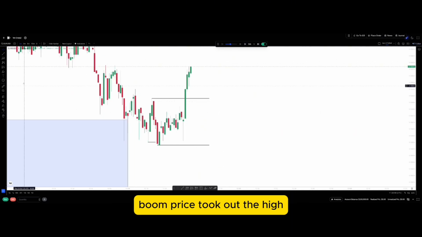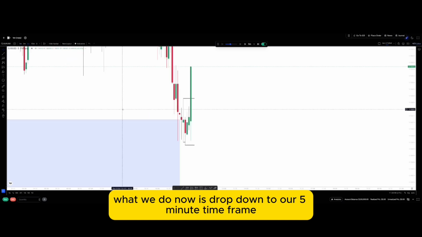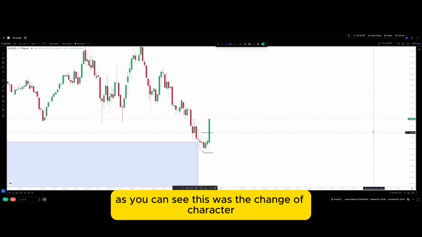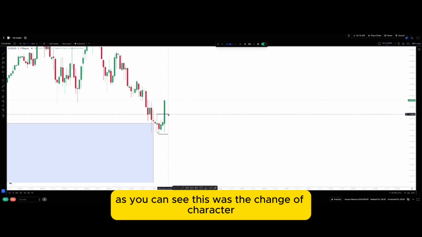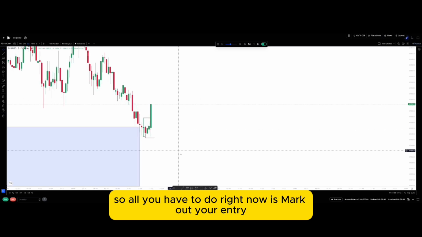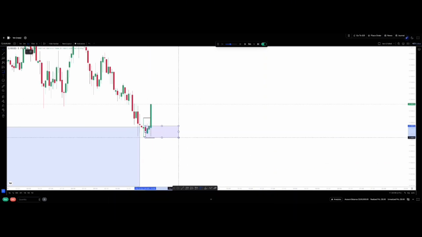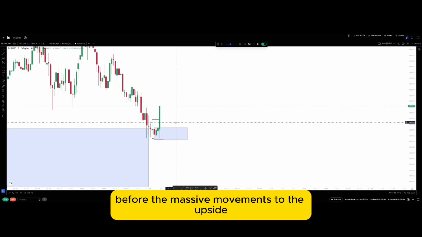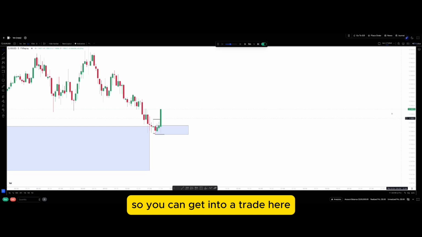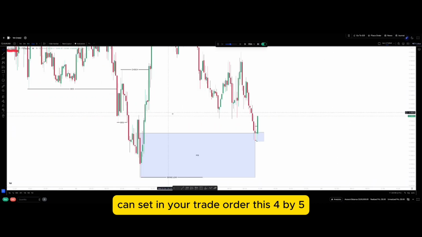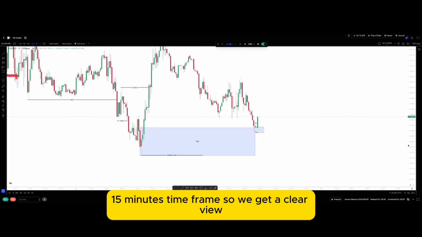Boom, price took out the high. So what we'll do now is drop down to our 5 minute time frame to look for an entry. As you can see, this was the change of character. We had the lower time frame alignment. So all you have to do right now is mark out your entry. You have this beautiful bearish candle before the massive movement to the upside. So you can get into a trade here. You can set in your trade order. Let's fall back to our 15 minute time frame so we get a clear view.